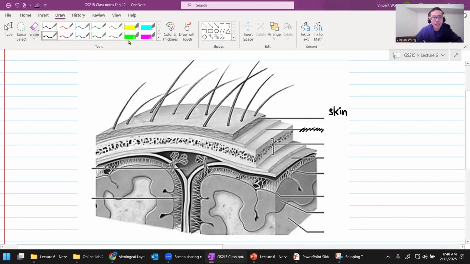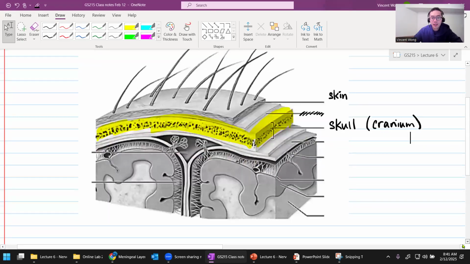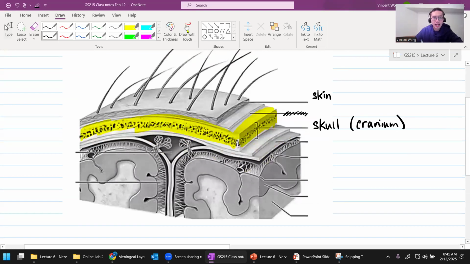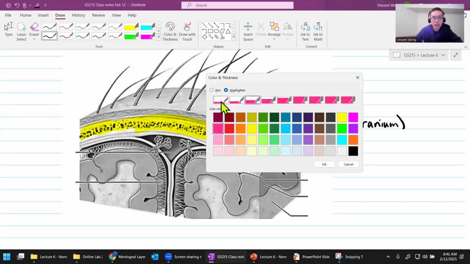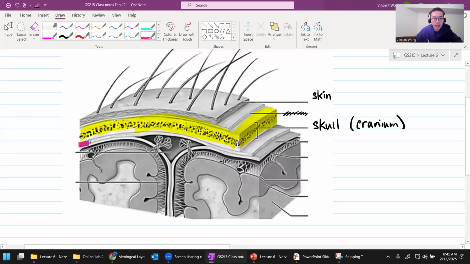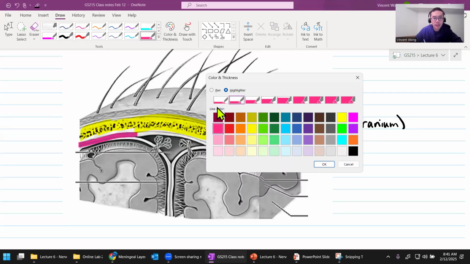Okay. Over here we have the skull. The skull, bone of the skull, and actually it is part of the cranium, as I said. Cranium. And then we have the dura mater. And in the 3D model, I was trying to tell you that the dura mater is actually two separate layers. Two separate layers.